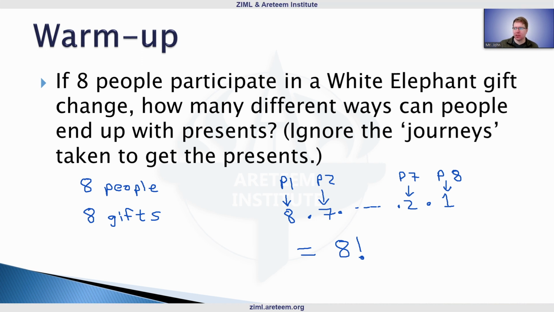Our final answer, ignoring how these gifts are given out, just how many different arrangements or possibilities of people with gifts are there by the end, the answer is just 8 factorial. As I mentioned, things get a little bit more complicated in what I'm calling this journey when we start thinking about the steals and things like that as well.